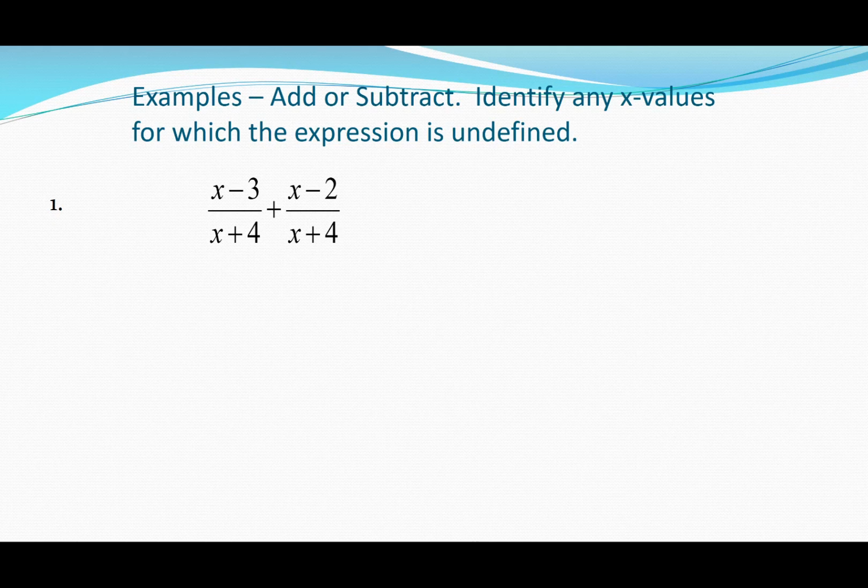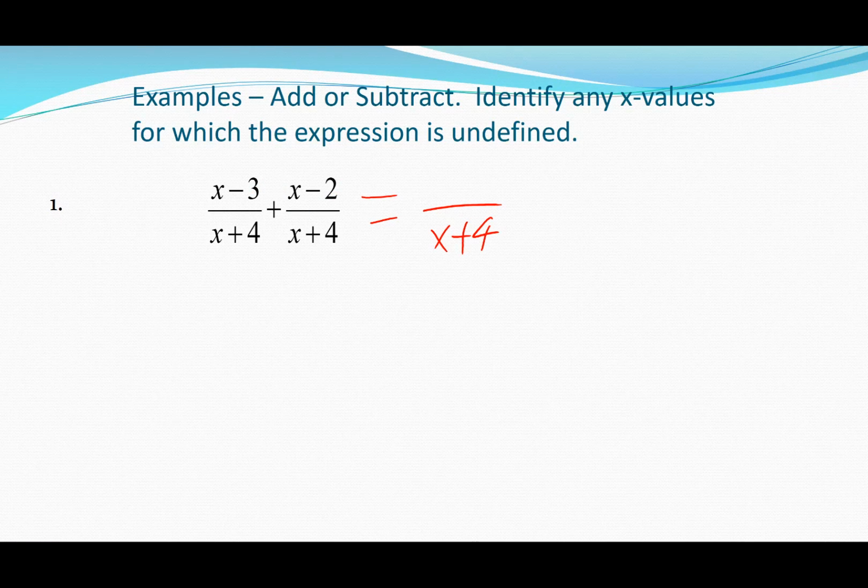So notice this rational expression. I've got this one plus this one. And notice that they both have a common denominator. They both have x plus 4. So I know the denominator is not going to change. I still have x plus 4, just like I had in those other problems previously, the 5th and 7th problem in the last slide. My denominator is x plus 4. That's not going to change. But now I have to add my numerators. I'm adding x minus 3 with x minus 2.